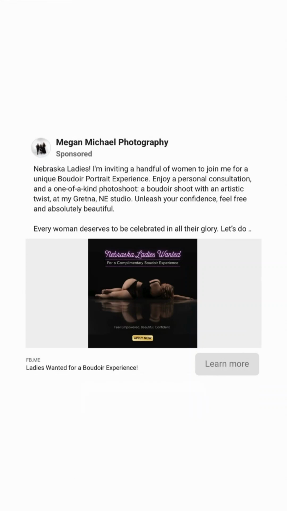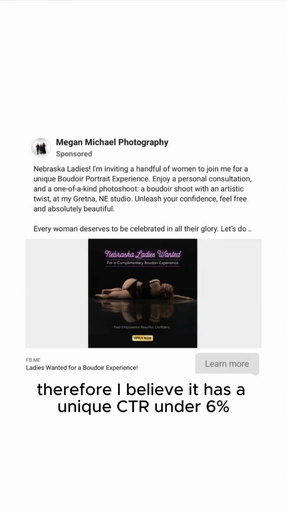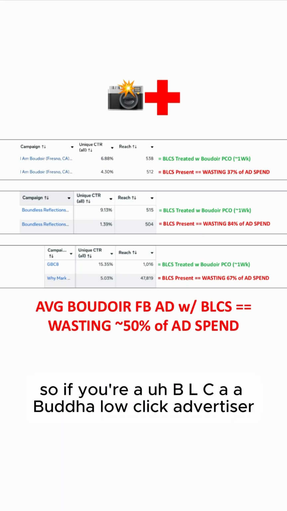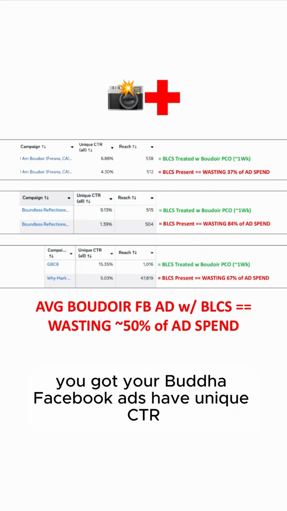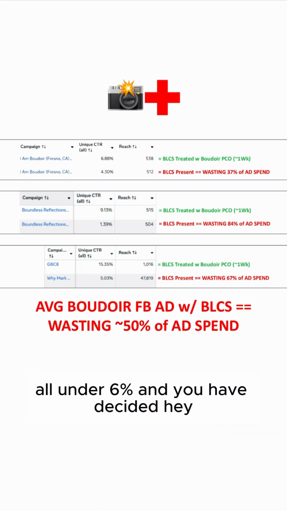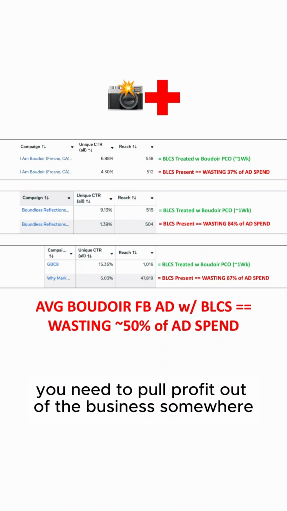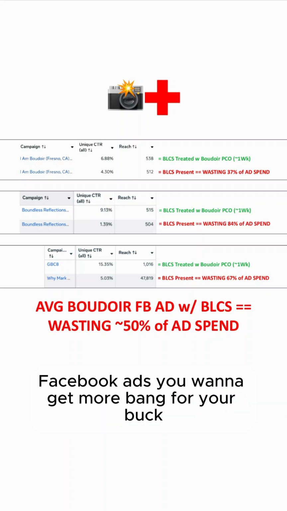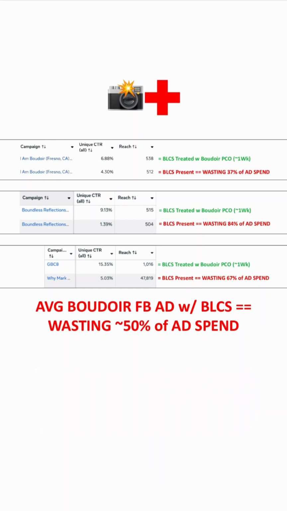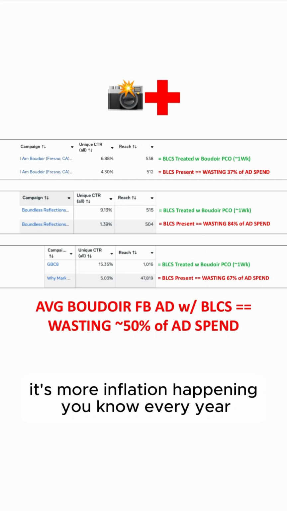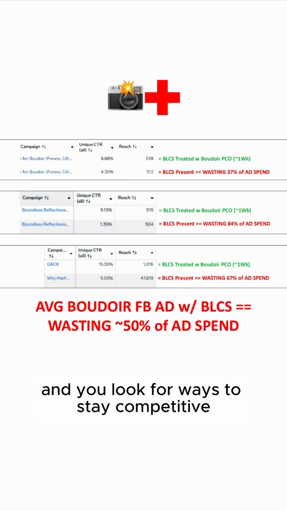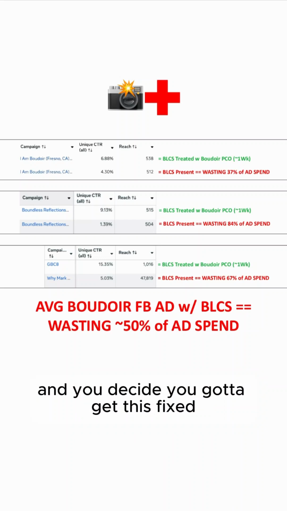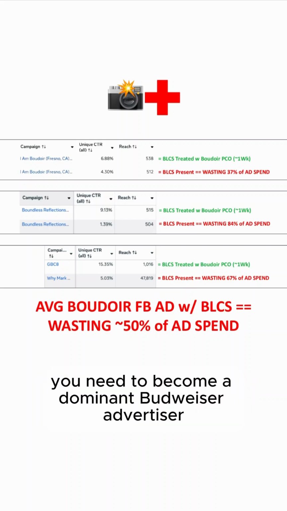And therefore, I believe it has a unique CTRL under 6%. So if you're a BLCA, a Boudoir low click advertiser, you've got Boudoir Facebook ads that have unique CTR all under 6%, and you decide, hey, you need to pull profit out of the business somewhere, got to be more efficient, optimize more. You're spending so much money on these Boudoir Facebook ads. You want to get more bang for your buck. There's more inflation happening every year in real life. More boudoir photographers entering the market, and you're looking for ways to stay competitive. And you decide you gotta get this fixed. You need to become a dominant boudoir advertiser.